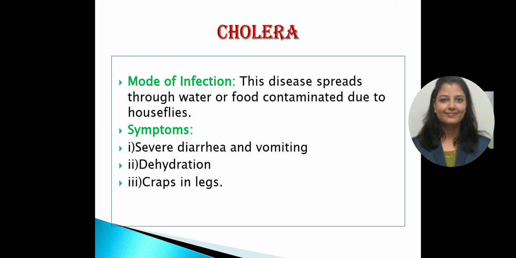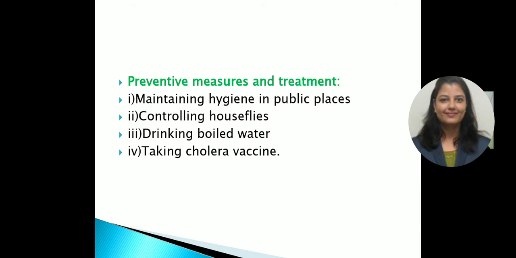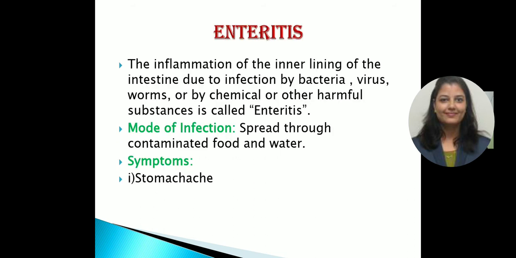The next one is cholera. Their mode of infection, this disease is spread through water or food contaminated due to house flies. So, symptoms are severe diarrhea and vomiting, dehydration, cramps in legs. Preventive measures and treatment, maintaining hygiene in public places or public areas, controlling house flies, drinking boiled water and taking cholera vaccine. They are preventive measures and treatment.